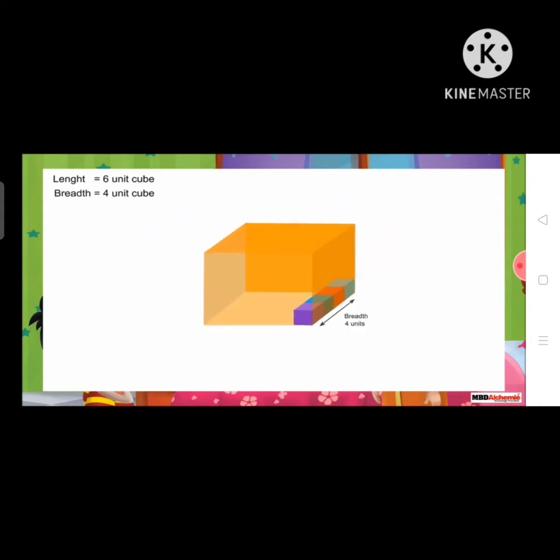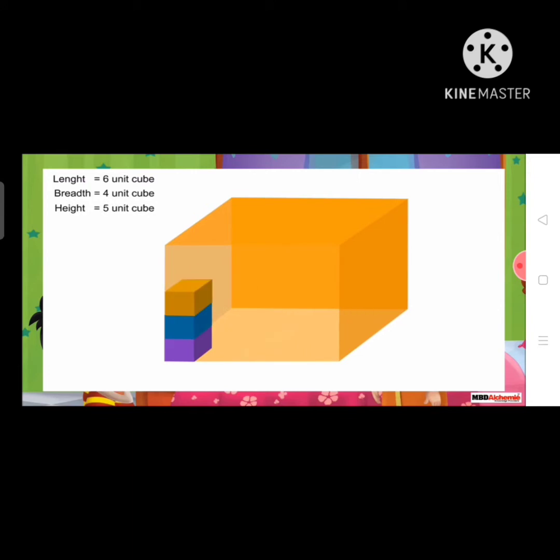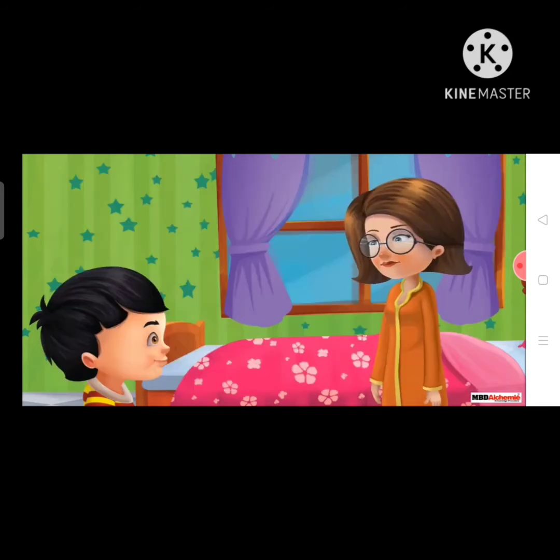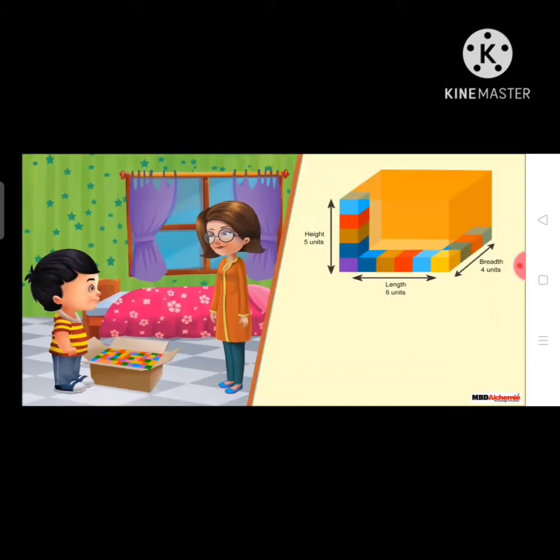His mother explains that there are 6 unit cubes in each row. So the length of the box is 6 units. There are 4 rows in all. So the breadth of the box is 4 units. There are 5 unit cubes in each column. So the height of the box is 5 unit cubes. Sid says this means the box is a cuboid. His mother agrees. Yes, Sid, it is a cuboidal box.